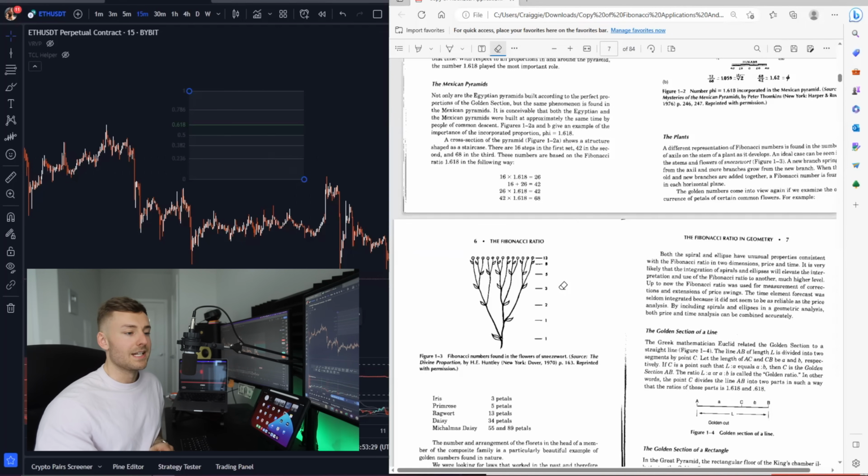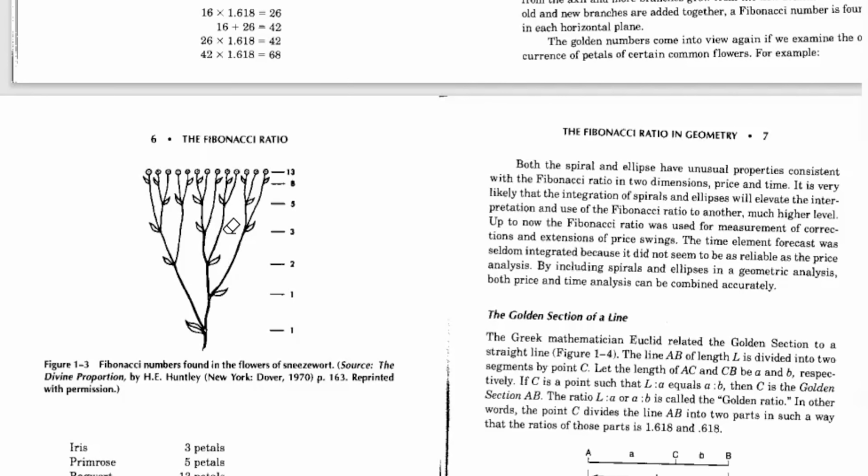So if we look at things in nature like seashells, or if we look at something like a plant, we're going to start out with 1 stem. Okay, that's going to branch out into 2 stems, which is going to have 1 stem breaking out into 2 and the other stem continuing to grow, which is going to give us 3, 5, 8, 13, etc.